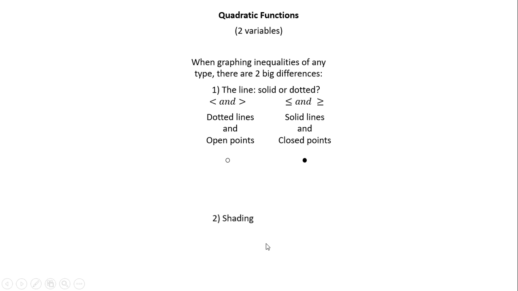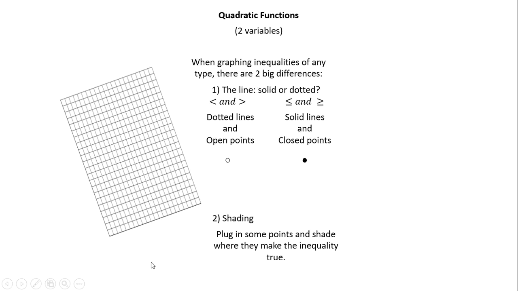As far as shading, how do we shade? We're going to plug in a point. Does it work? We shade the side where it works. The nice thing about quadratics is that it usually makes sense. It's either going to be above it or it's going to be below it, and it makes sense with the way the sign faces.